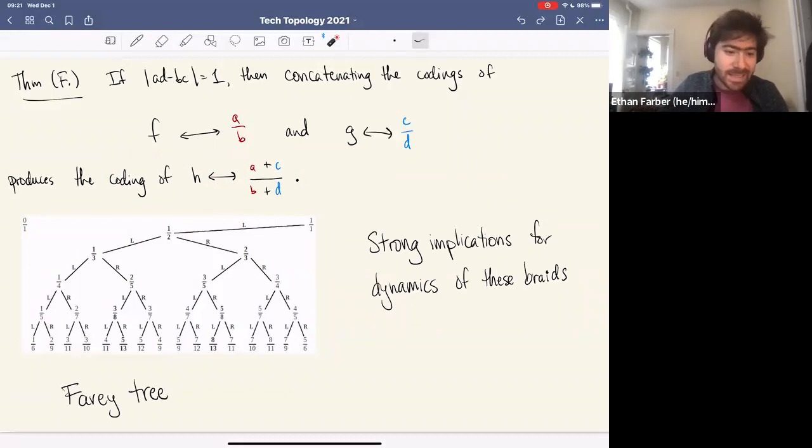And this is really fantastic because that relationship, that taking mediants, is exactly what's being encoded by the Farey tree. It is telling us when one rational can be made as the mediant of 2 other rational numbers. And this structure on the family of interval maps has very strong implications for the dynamics of the braids made from them. And we can use this structure to study these braids in depth.